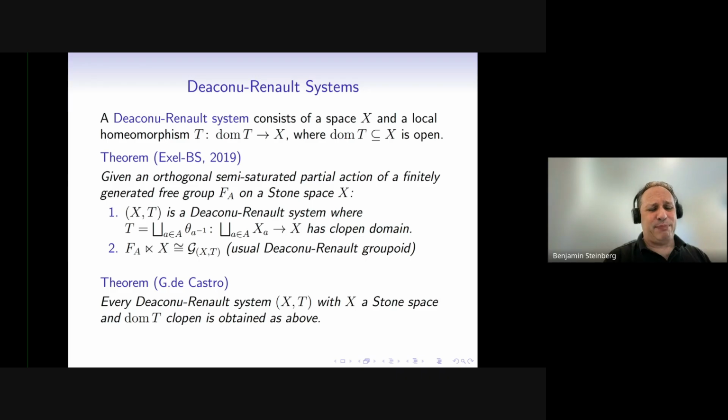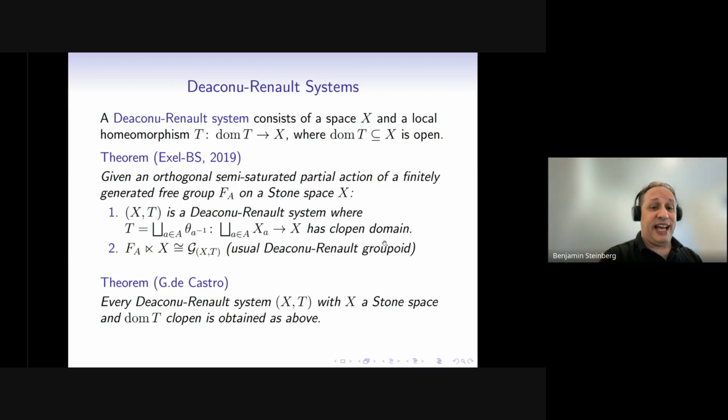If X is not compact, but it's second countable, you can still make it work. But if you start running into spaces which have bad topology, like not paracompact or stuff like that, then you have trouble making the ranges disjoint. So you need some conditions here. And you also have to lose finite generation of the free group if the space is not compact. But anyway, there is something you can do under some assumptions when X is not compact, but it's more technical. So the moral of the story is that Deaconu-Renault systems with clopen domains on compact spaces are the same things as semi-saturated orthogonal partial actions of free groups on compact spaces.